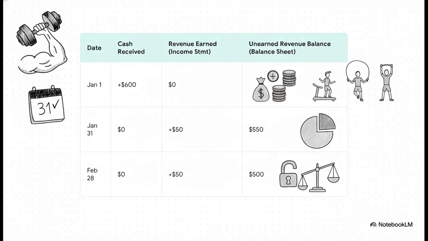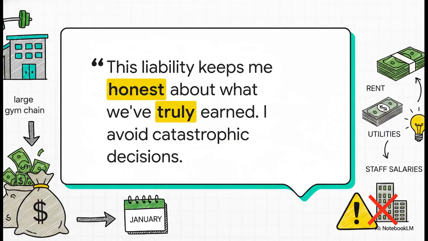This table shows the process perfectly. On January 1st, cash goes up by $600, and the liability, unearned revenue, also goes up by $600. Notice, revenue earned is zero. At the end of January, after providing 1 month of gym access, we make another adjusting entry. We recognize 1/12 of the revenue, which is $50. That $50 now appears on our income statement for January. At the same time, we reduce our liability by $50 because we've fulfilled part of our promise. So the unearned revenue balance on the balance sheet is now $550, which represents the 11 months of service we still owe. This concept is absolutely critical for strategic decision-making.